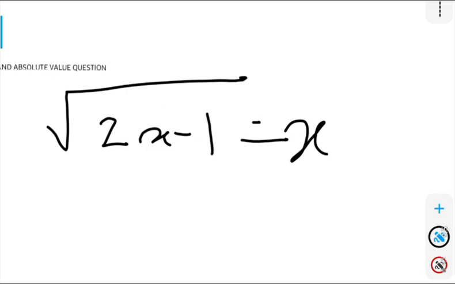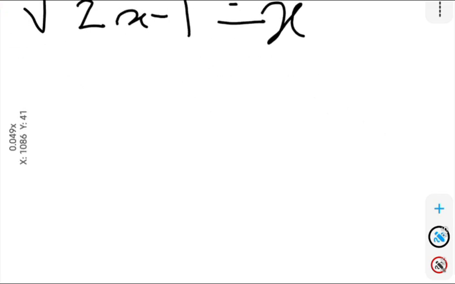Now let's move to the next topic, which is rational equations. Rational equations are very easy: they are equations in which variables can be found in the denominator of a rational expression. A rational expression is similar to a fraction; you can call it a brother of a fraction. Let me take a different color pen. And the variable should be in the denominator.